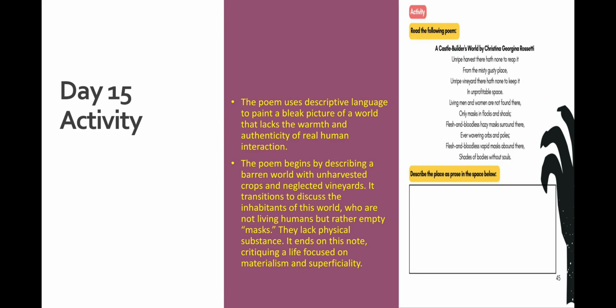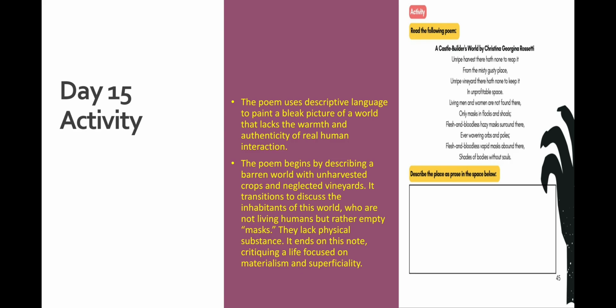It's an activity, another poem, and the poem uses descriptive language to paint a bleak picture of a world that lacks the warmth and authenticity of real human interaction. So the students will read the poem by themselves. Then you will not explain the poem. You will ask the students what they understand from the poem.